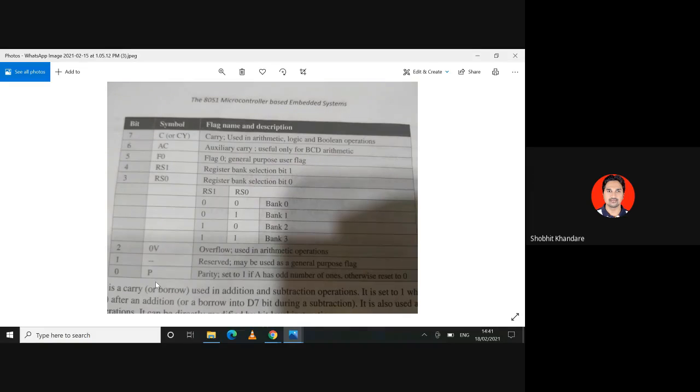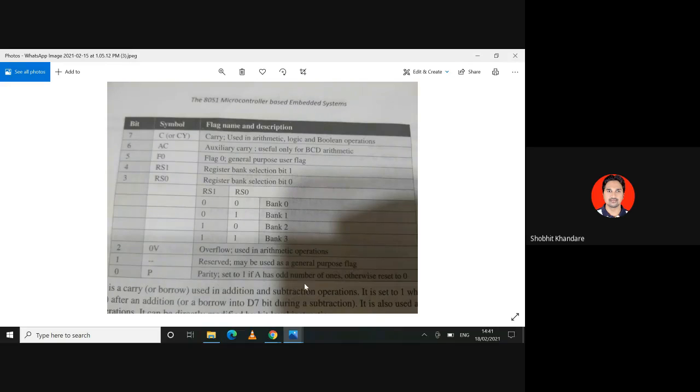ये हम खुद नहीं कर रहे. This is the 8051 microcontroller which is actually setting this P bit. So this will be set as 1 when the answer has an odd number of ones, and this parity bit will be 0 if the number of ones is even. So if the number of ones is odd, P equals 1, and if the number of ones is even, then P equals 0. So this is the first bit.